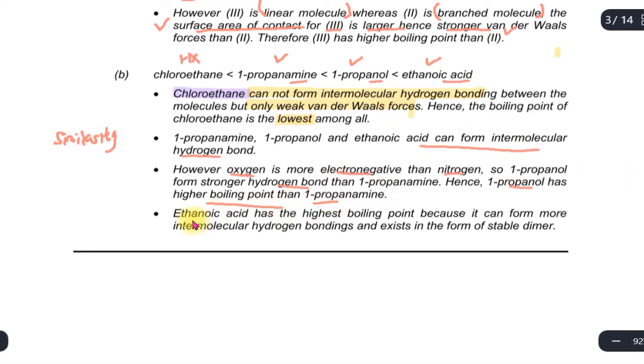Next is ethanoic acid. As we know, ethanoic acid has the highest boiling point. Why? Because it can form more intermolecular hydrogen bonding and exist in the form of a stable dimer. You must mention it can exist in the form of a stable dimer, which you have learned in a previous chapter.